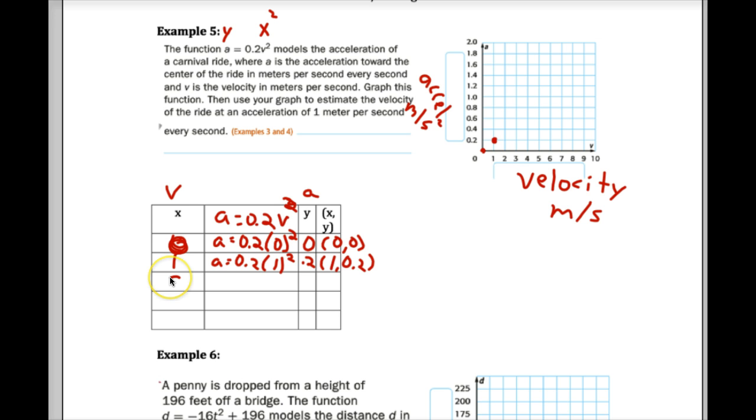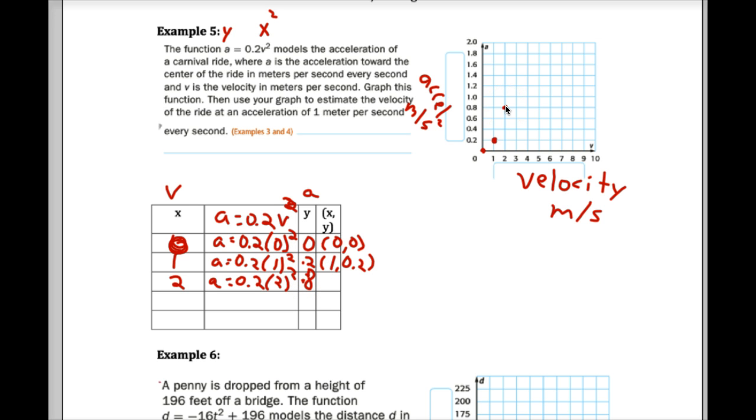Okay, let's try 2. A velocity of 2. Here's how you use your calculator to your advantage, guys. You can all square 2 in your head. What's 2 squared? 4. Type in 4 times 0.2. 0.8. The acceleration's getting big quickly. So at 2, it's at 0.8.